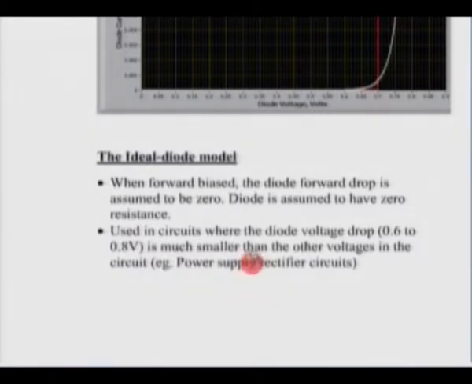Now this is used in circuits, especially when you talk about a rectifier circuit, where you would generally ignore the diode drop. The argument there is that in a rectifier kind of application, the input voltage is much higher than this 0.6 or 0.7, so it is well justified. So all these 4 models are used depending on the kind of application we have in mind.